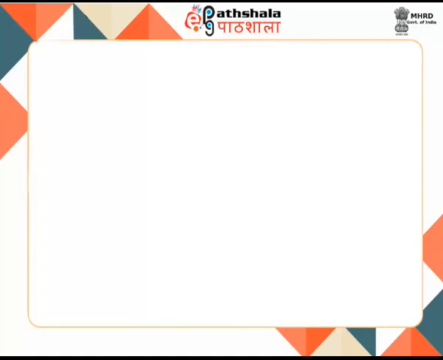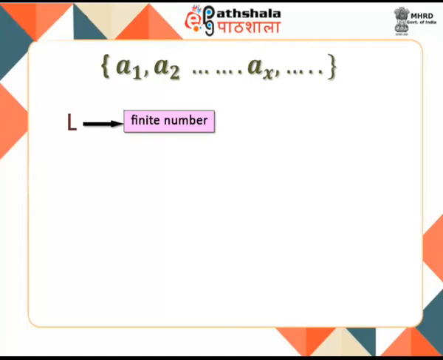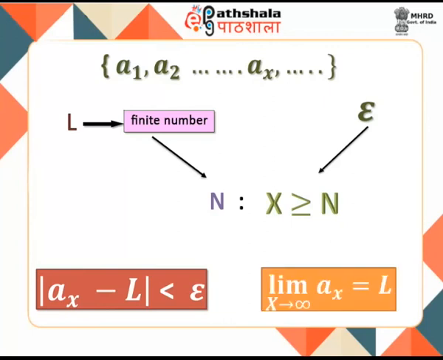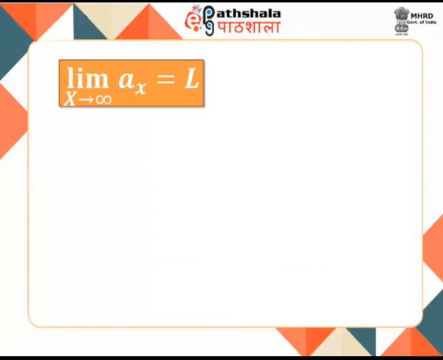Limit of a sequence. Let a1, a2, and so on be a sequence of real numbers. We say that a finite number L is the limit of this sequence if for any arbitrarily chosen small positive number epsilon there exists a positive number n such that for all x greater than or equal to n we have |a_x minus L| less than epsilon. This is also written as the limit of a_x as x tends to infinity is equal to L. If this limit is a finite number L, the sequence is called a convergent sequence.